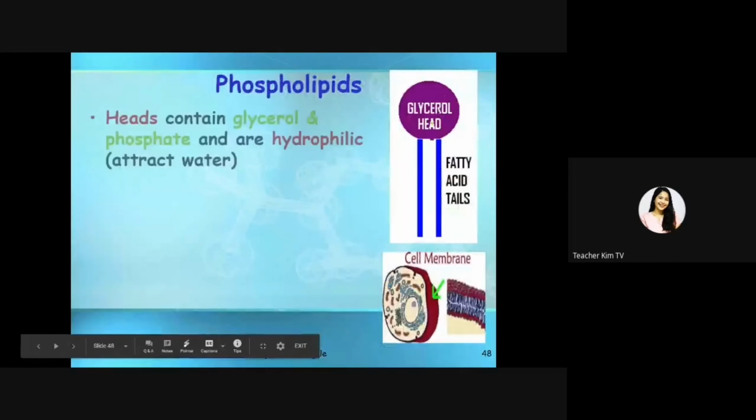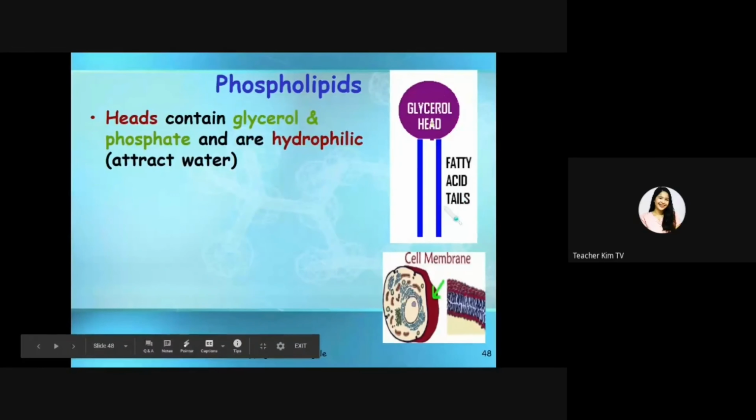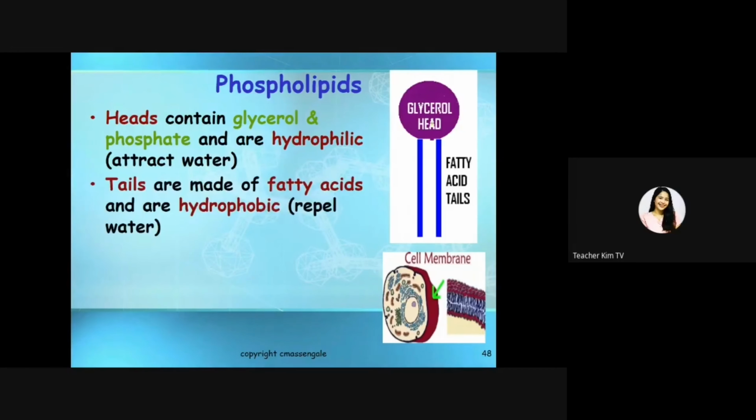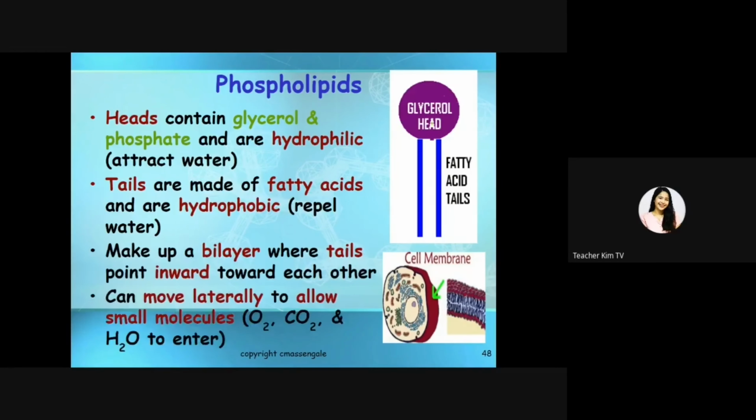What is phospholipids? So, phospholipids basically contain a glycerol head and 2 fatty acids. That's why may tail siya. And then, the heads is hydrophilic, which means it attracts water. And the tails are made up of fatty acids that makes it hydrophobic or water repellent, water fearing, yan. Pareho lang yon. So, it makes up a bilayer where tails point inward towards each other. As you can see in the illustration a while ago, nasa loob yung tail, nasa labas yung head.